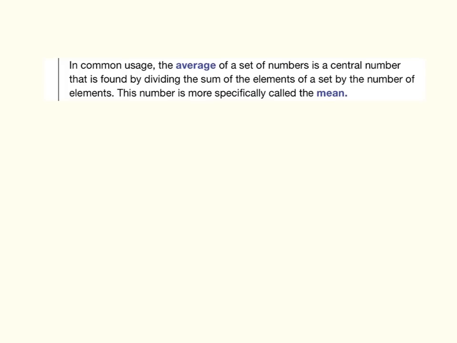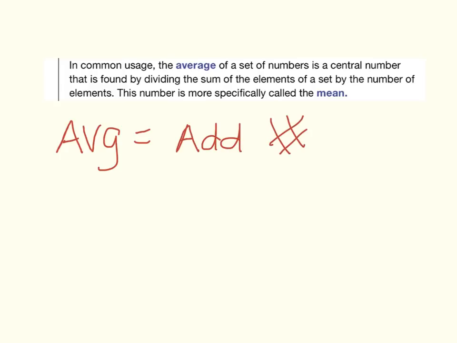All right, so now we'll talk about average, and you need to write this word down: average. The average of a set of numbers is a central number. It's a central number that is found by dividing the sum of the elements of a set by the number of the elements. So you add the numbers up. To find the average, you're going to add the numbers up to get the sum. That's called the sum when you add the numbers up.